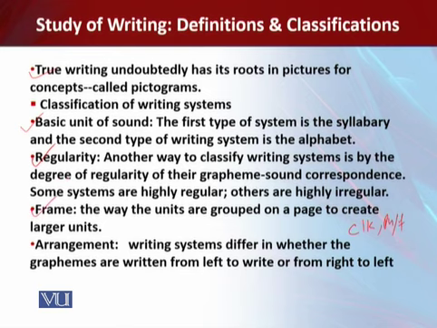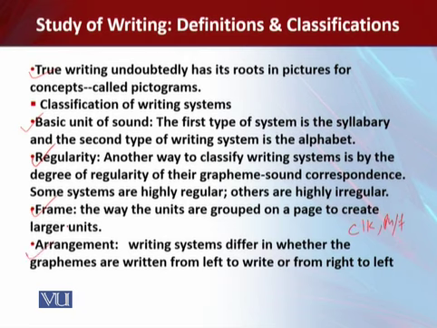Then we have frame. Another way to characterize writing systems is by frame: the way the units are grouped on a page to create larger units such as paragraphs or essays. So in some systems, the word is the frame. Symbols are normally grouped together as words. Both alphabets and syllabaries may use the word as the frame. In English and Cherokee syllabary, one or more symbols can be grouped together as a single word.